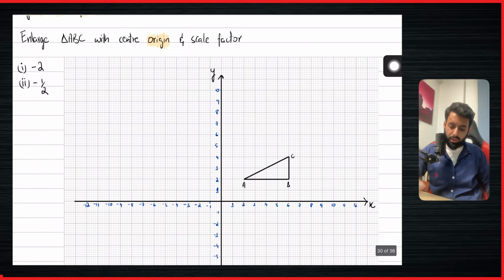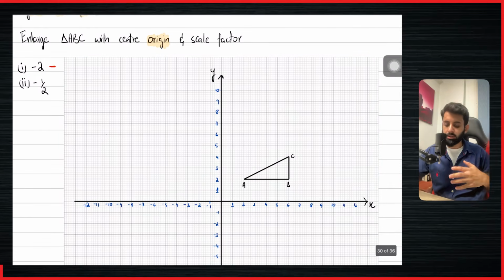Okay, but there's one important thing that I still want you to understand, and that is what really happens when the scale factor is negative. Yes, the image in some cases will be smaller, and in some cases it will be larger. But what is the impact of the negative sign?